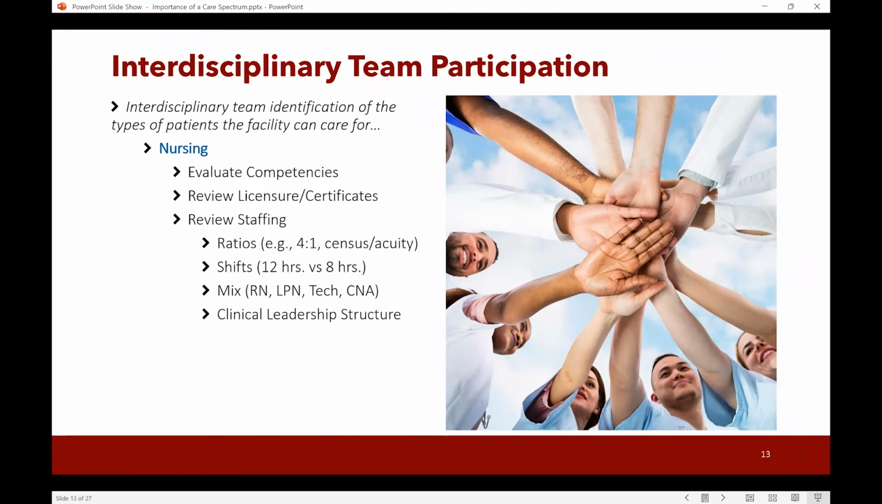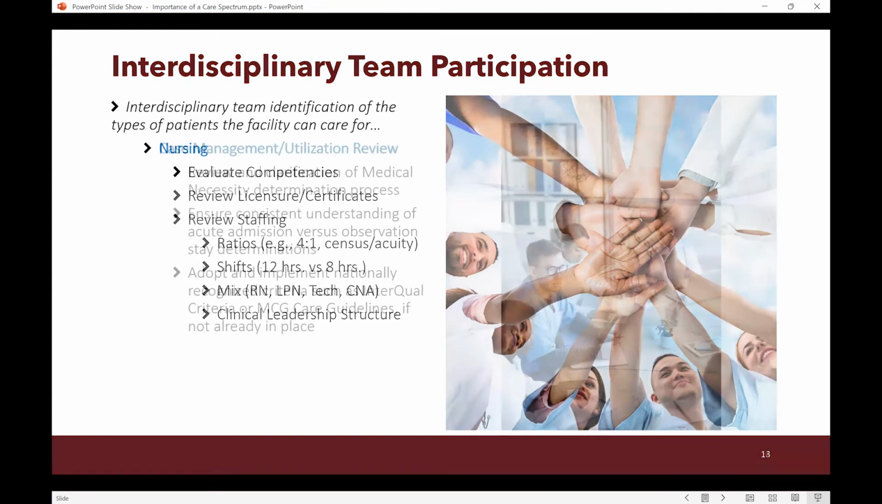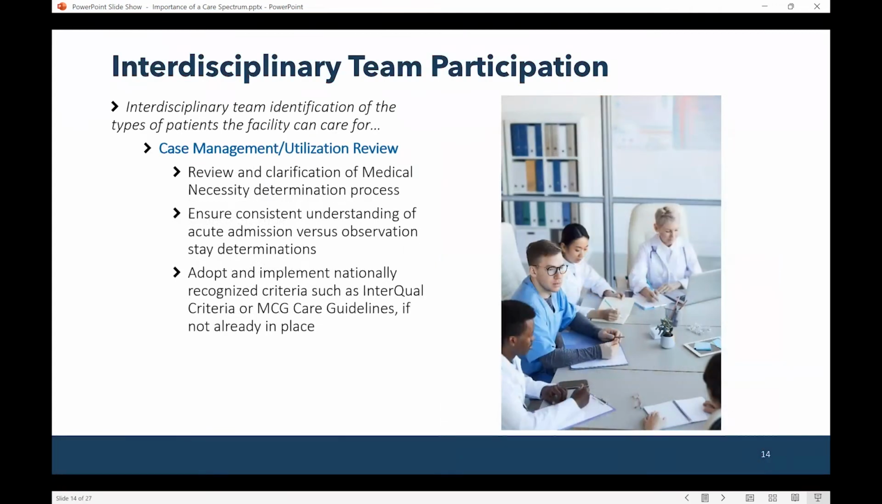Right now, staffing has been a struggle for everyone across the country with the huge staffing shortage. So that may impact your ability to take care of a certain type of patient. And then, what is our leadership structure? How does that all work? So nursing has a lot to do with helping to identify the kind of patients as well.